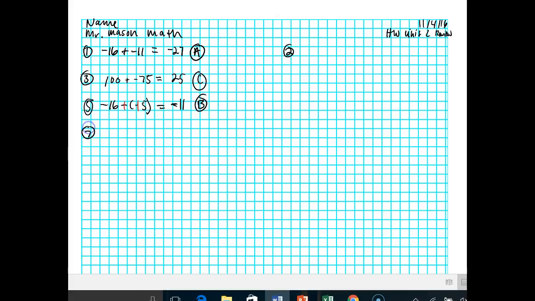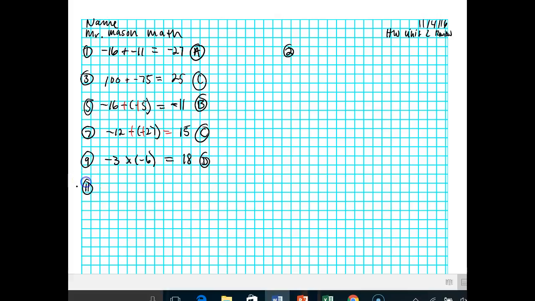Problem number 7. Negative 12 minus negative 27. So again, we want to keep change. Keep change. 27 minus 12. Your answer in this case is 15, and it's positive 15 because you had more positives, so C is your answer. Number 9, we got negative 3 times negative 6. That's a SSP, same signs positive, so your answer is positive 18, and your answer in that case should be D.